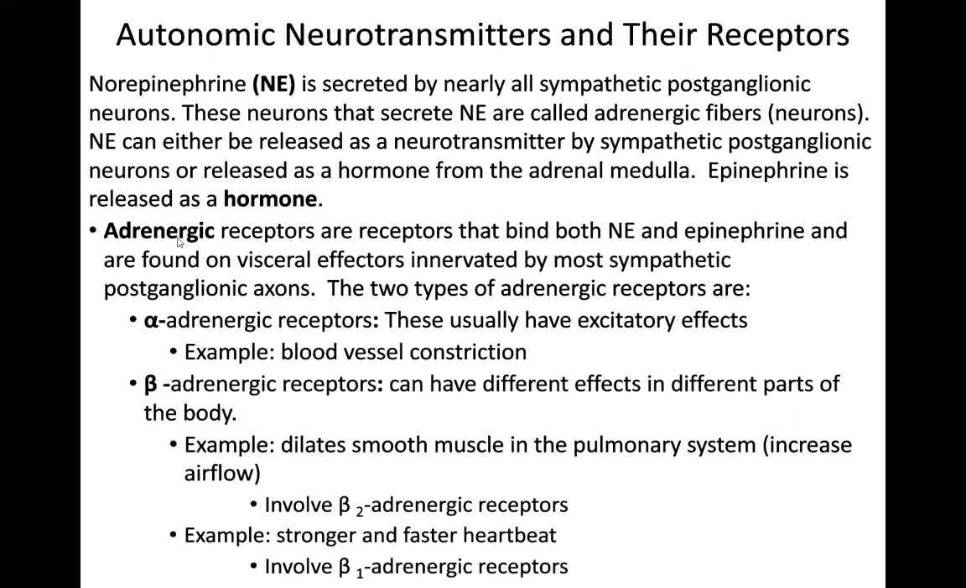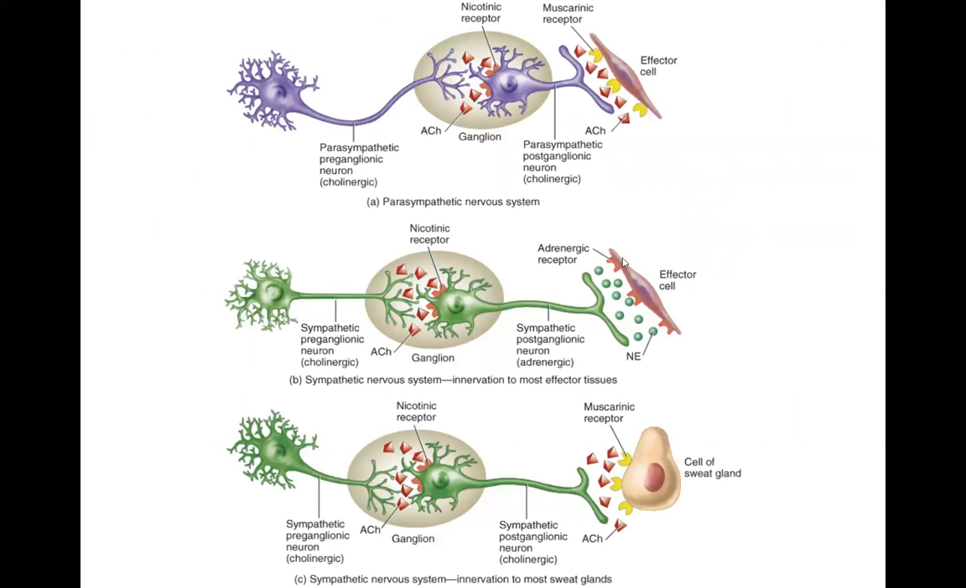Both norepinephrine and epinephrine bind to receptors called adrenergic receptors. So it's adrenergic fibers that release norepinephrine, and adrenergic receptors that receive it. Okay, and same thing for epinephrine. We find them on visceral effectors innervated by most sympathetic postganglionic axons. And so that would be what we see here for this effector cell on the next page.